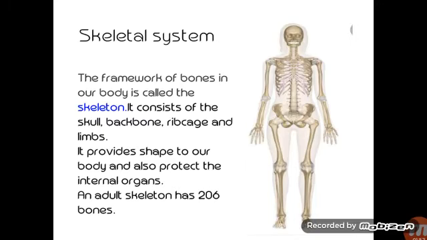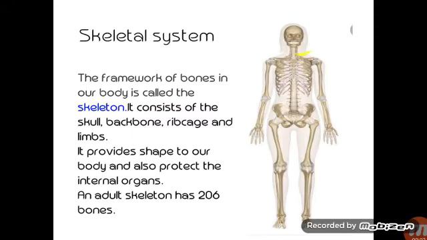An adult skeleton has 206 bones. You are a child, no? When you grow up and get to the age of 18 years, then you will be an adult. At the age of 18 years, a person is said to be an adult, and an adult has 206 bones. Understood, children? An adult person has 206 bones in their body.